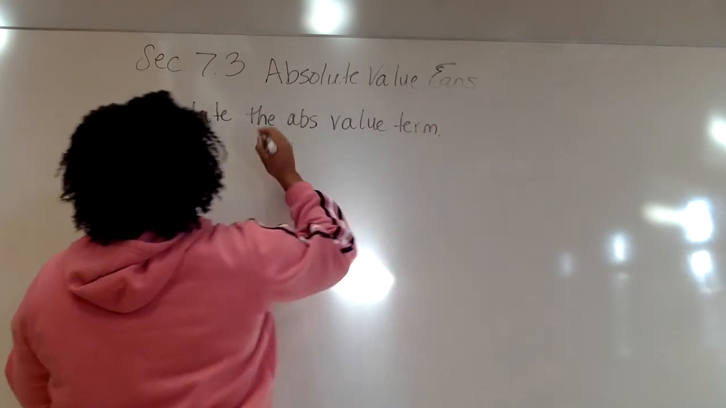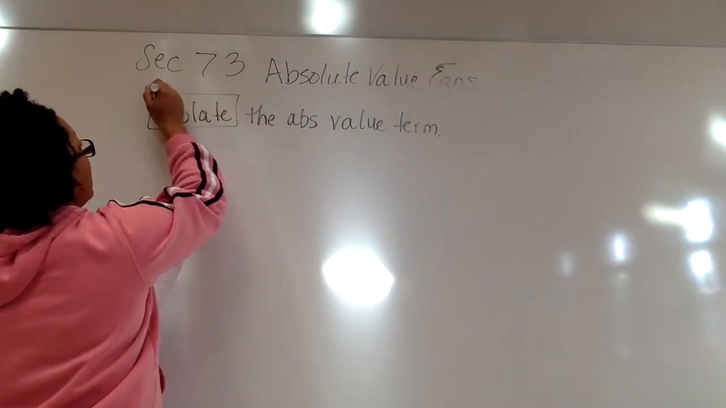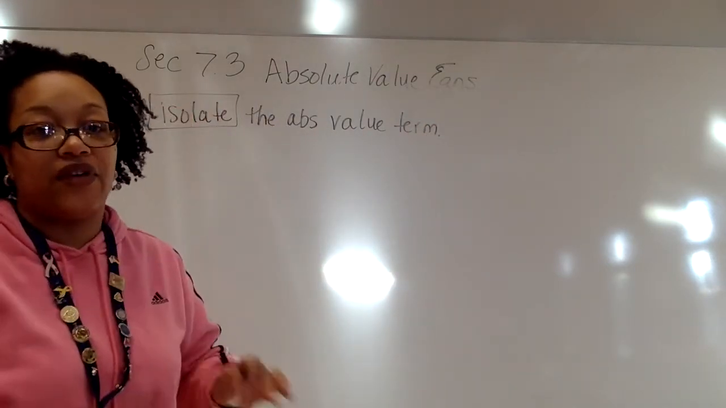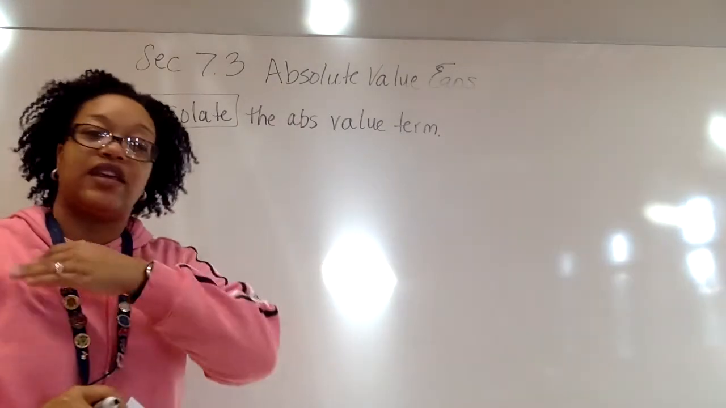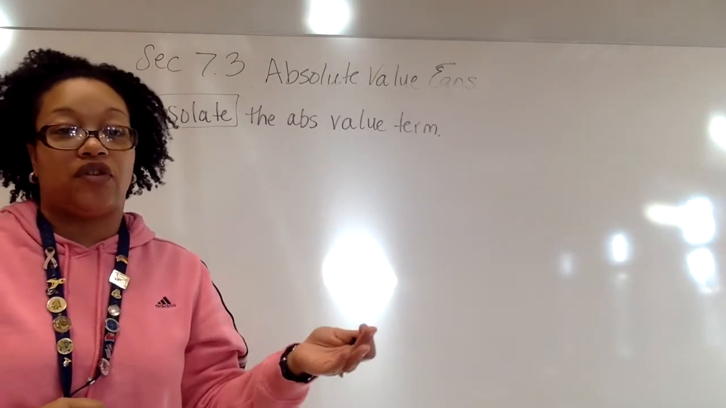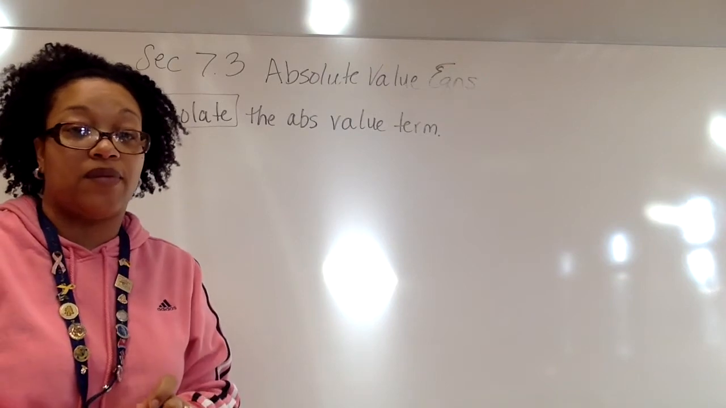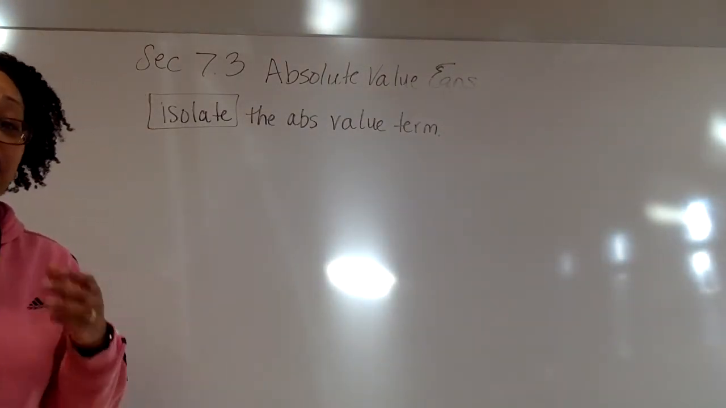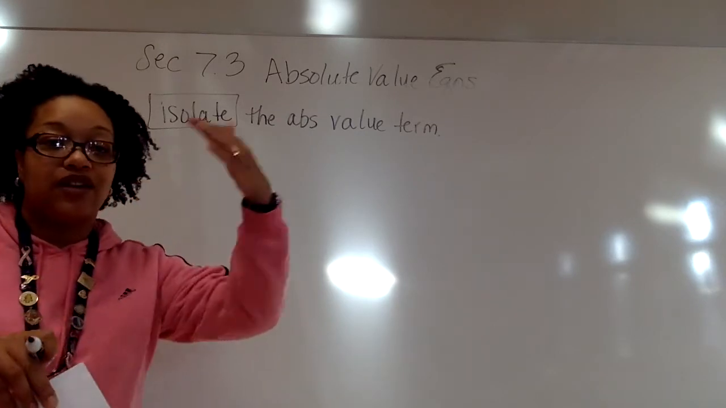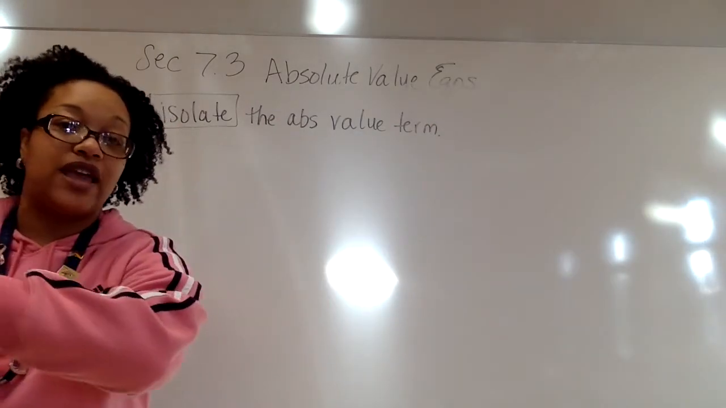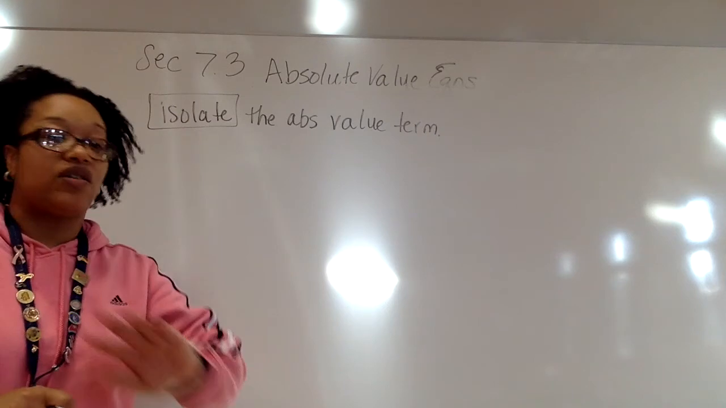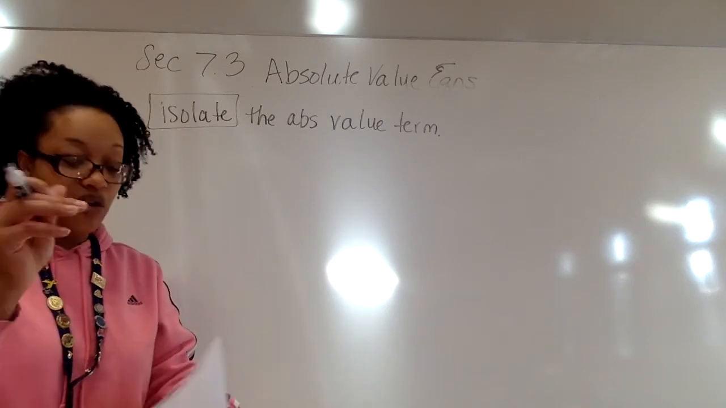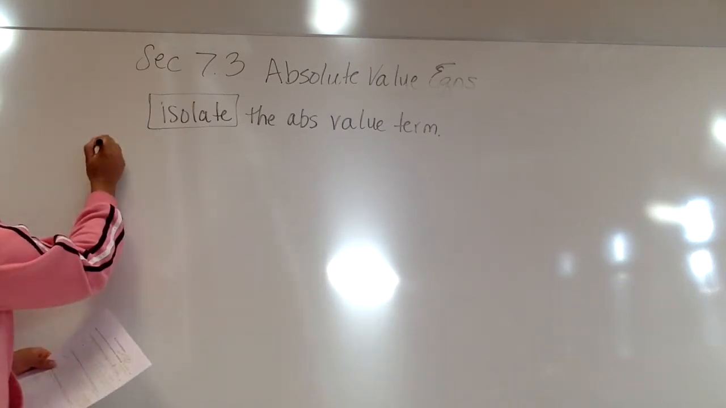Now, we all know what isolate means. You've heard me say that you need to isolate the variable. That means that you move everything away, so all that you have left is your x or your y or whatever the variable may be. Well, you have to do the same thing for the absolute value. Before you can separate it into the equal to the positive and equal to the negative, I've got to get everything else out of the way. So take a look at example 2.